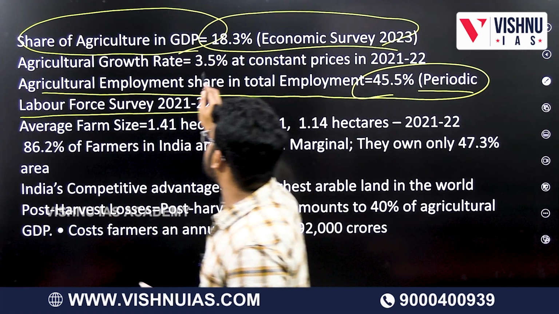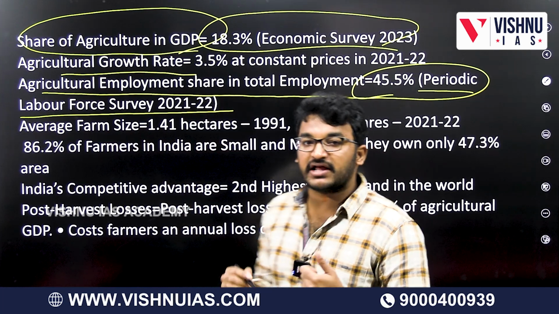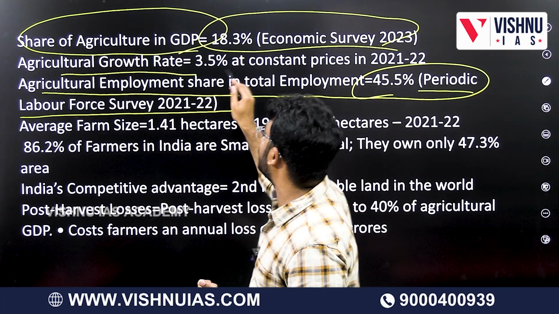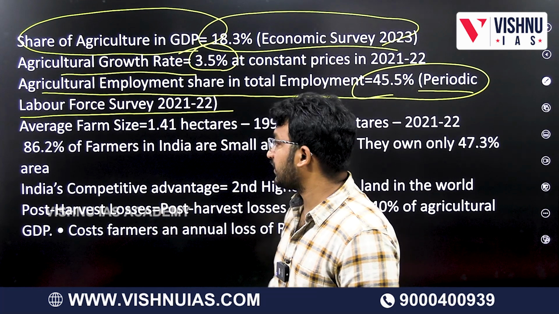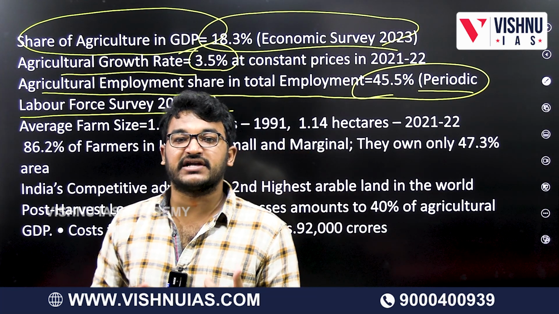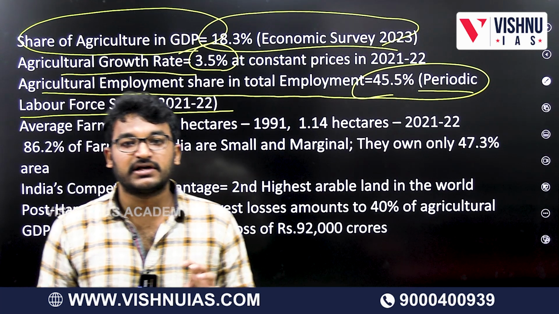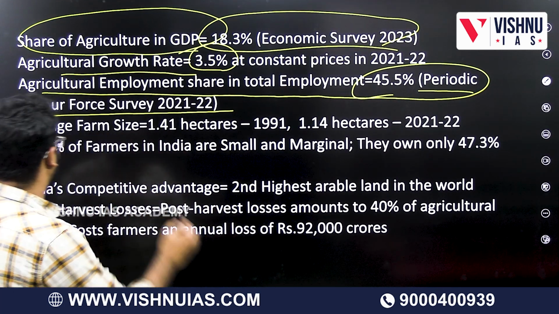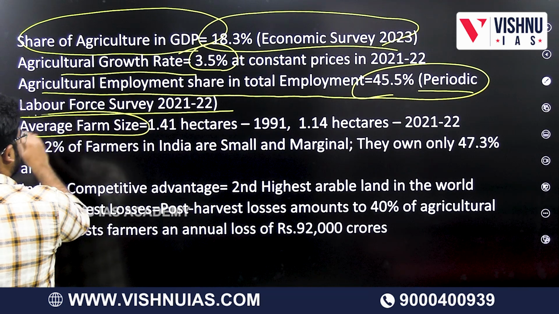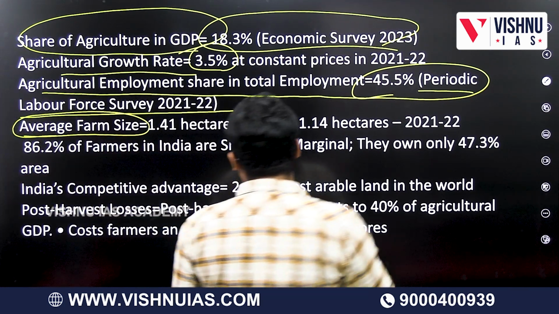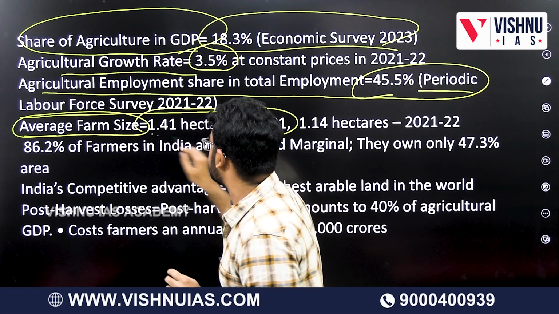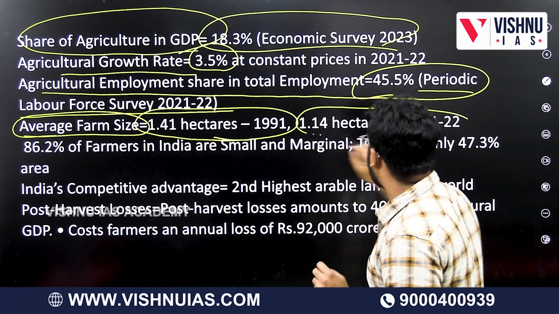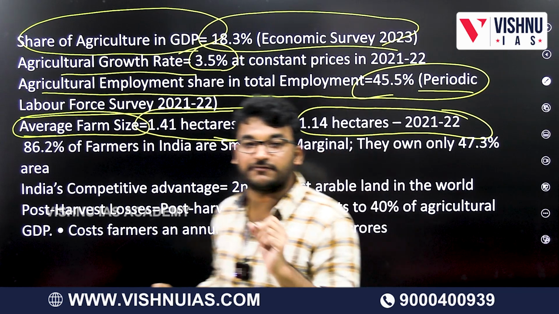Next, agriculture growth rate. Even in our COVID times, agriculture exhibited a growth rate of around 3.5% in 2021-22. Next, if the question is related to problems in agriculture, we can quote this. Agricultural farm size: in 1991, the average farm size was 1.41 hectares, but in 2021-22, the average farm size is just 1.14 hectares.